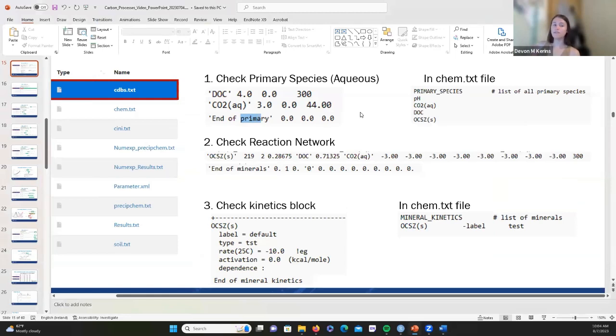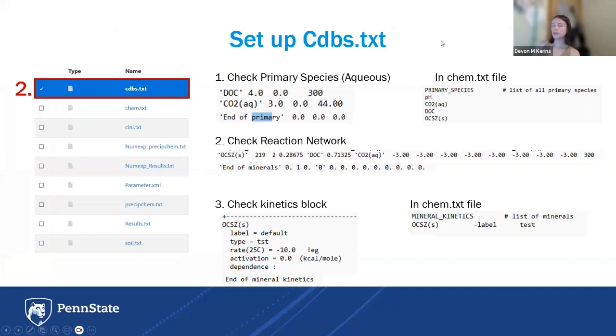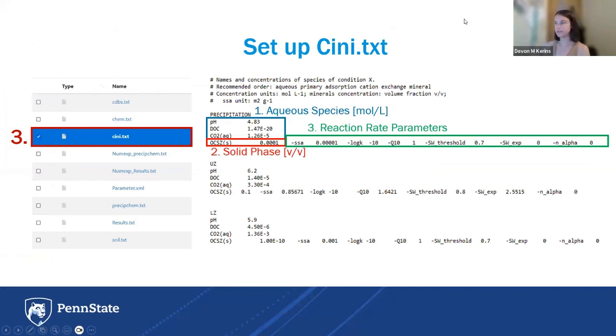So it seems that we have everything set up in our chem.txt file, in terms of our database file. Again, we will just double check the label when we actually go set it up so that we're referring to the correct kinetic block. Okay, so after we check our chem.txt file against our database file, we'll move on to setting up our initial condition file.